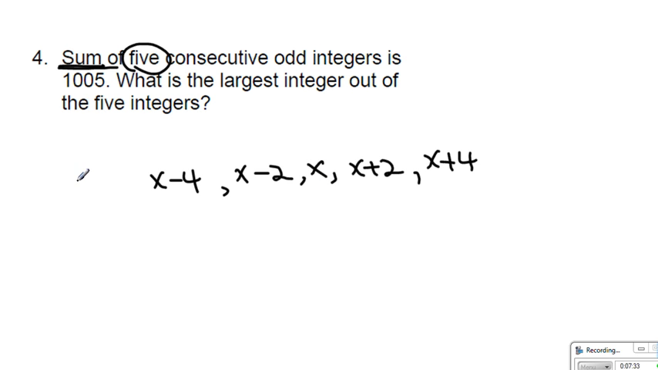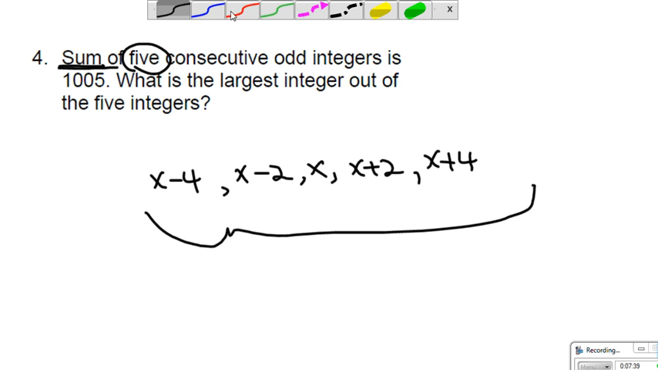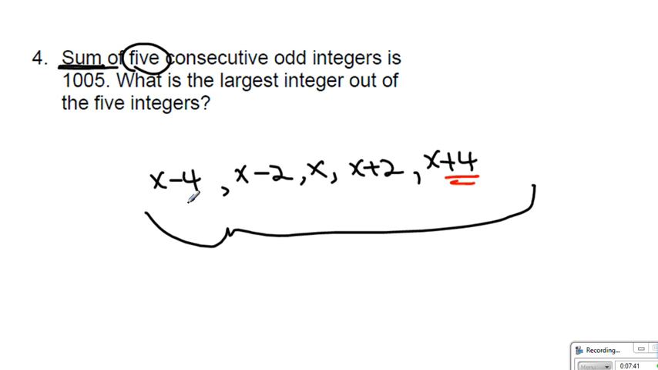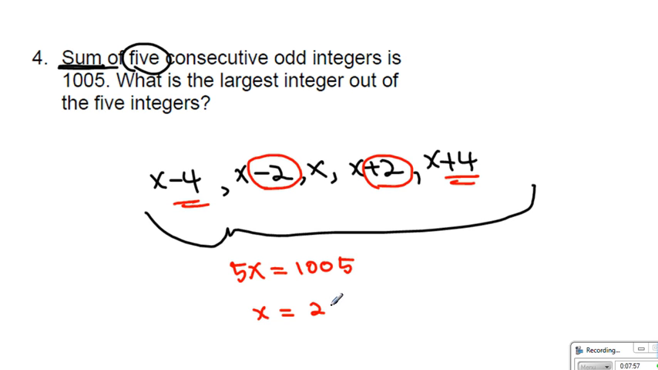The sum then becomes, when you add up everything, as you will realize, the plus 4 and minus 4 will cancel out, and minus 2 and plus 2 will cancel out. Hence, what we end up getting is the sum becomes 5x. It ends up being 1005. Then, of course, x becomes 201.